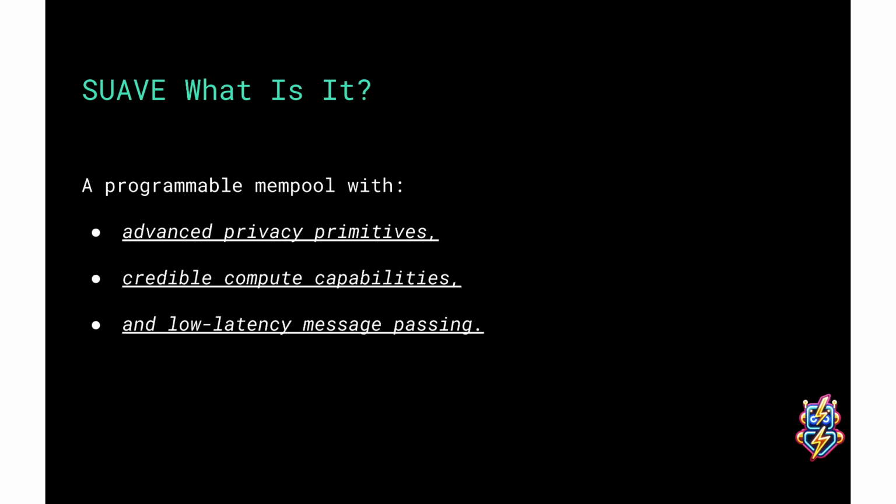So SUAVE, what is it? At the highest level, it's a programmable mempool with three key features. One, advanced privacy primitives. From our experience in running MEV Share, not all applications have the same privacy requirements, but we do think that for many applications, privacy is probably one of your top concerns, although there are definitely some applications which need no privacy.